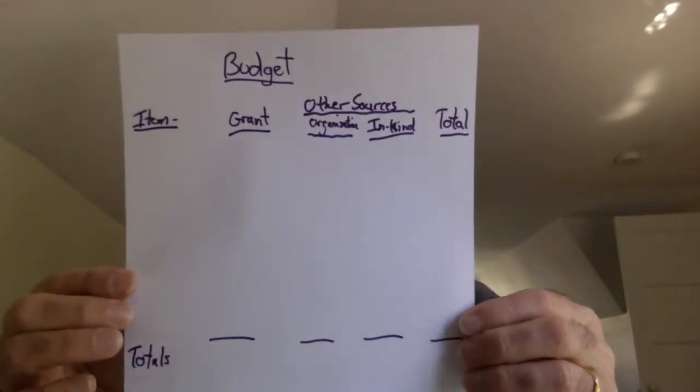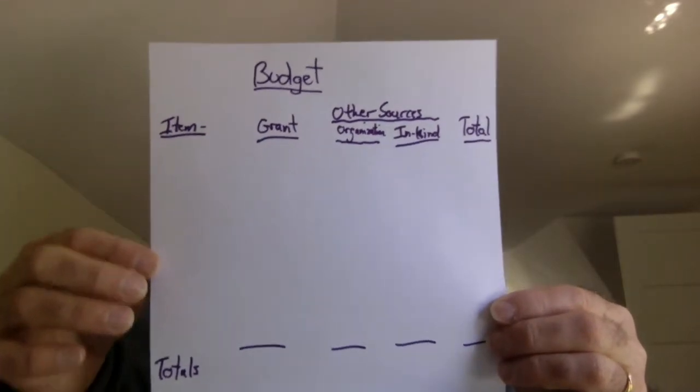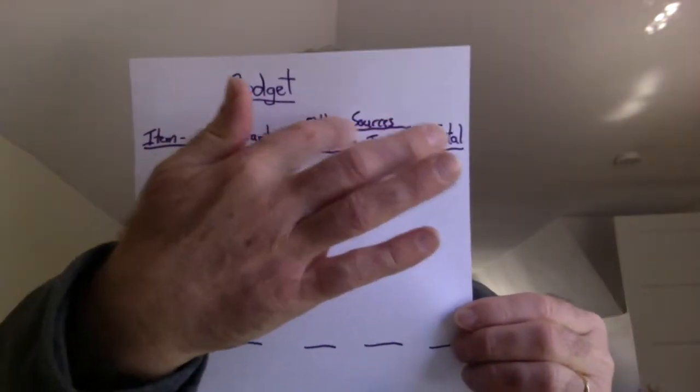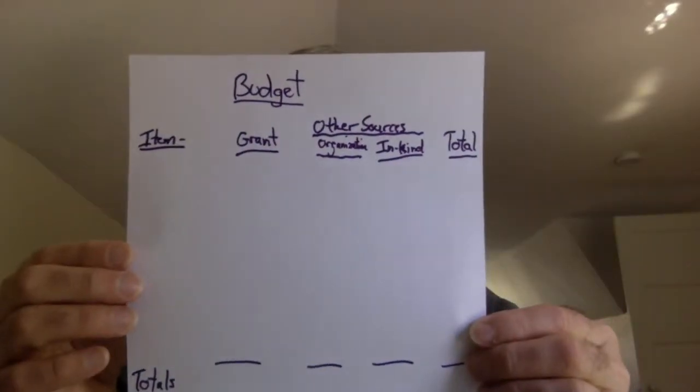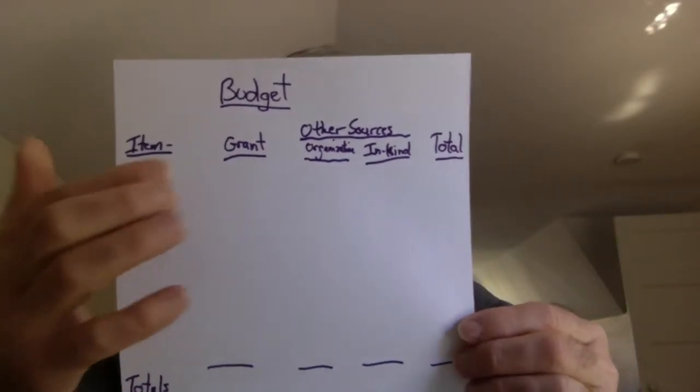And then lastly, you should include on your chart all costs, even those that aren't going to be funded through the grant. So your chart should look something like this, right? Down one side are the items, and then here across the top are the different budget amounts and where the money is coming from.